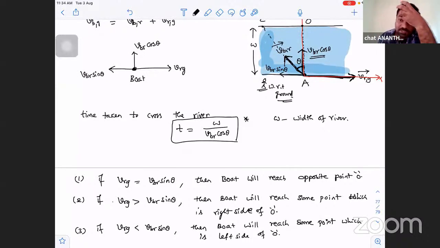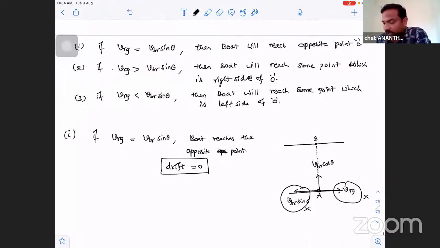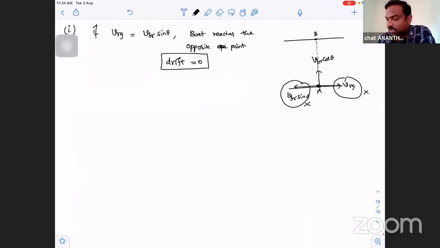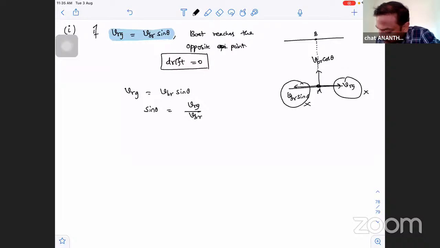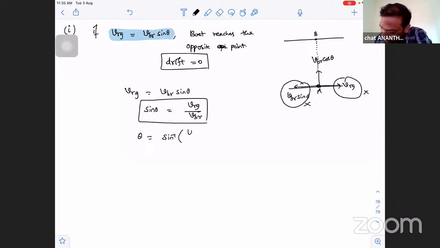So he is aiming at some other point C, but he is going to reach the B point. To reach the B point, he has to maintain a particular angle. Now we found one condition to reach the B point. The condition is VRG is equal to VBR sin theta. Then sin theta is equal to VRG by VBR. Or theta you can write as sin inverse of VRG by VBR.